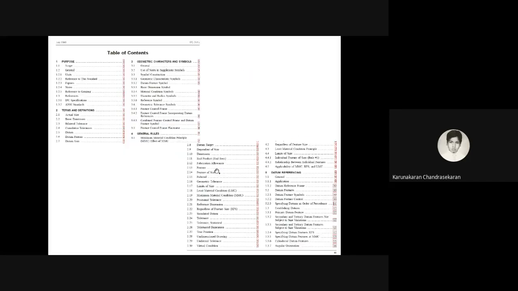course. Now, if you go into depth in this particular course, what is the standard? I have given a screenshot of the table of contents. You can see what the code contains. It contains basic definitions and terms, for example, what is the actual size of the board and components, how to represent a basic dimension, what do you mean by tolerance, how to define unilateral tolerance and bilateral tolerance, and what is the datum, what is a datum feature, and so on.